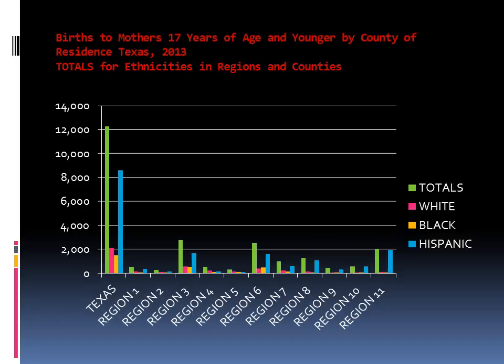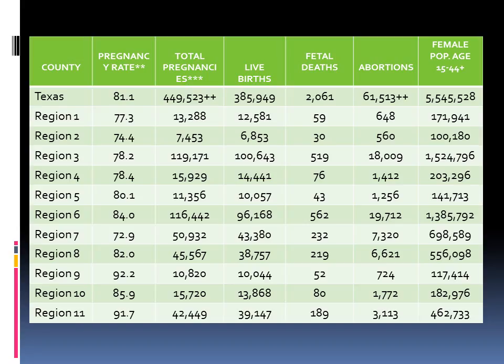For births to mothers ages 17 and younger, Texas had over 12,000 total. Hispanic had over 8,000. All others were below. Texas had the highest in total pregnancies, live births, fetal deaths, and abortions in females ages 15 through 44. Region 9 had the highest pregnancy rate. All others were below.